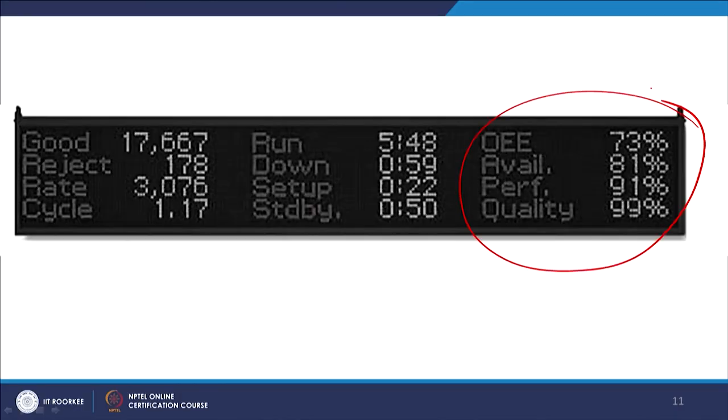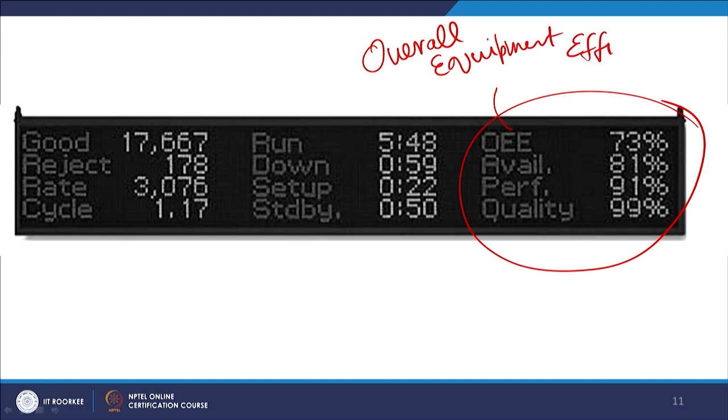Like if you see this particular diagram, this is one type of visual control system which is installed in a manufacturing organization. In this system, you see the last column, which regularly gives you the idea of overall equipment efficiency, OEE. The overall equipment efficiency of the plant at the moment is 73%. The availability is 81%, the performance rating is 91%, and the quality rating is 99%. So this is a type of visual control, where regularly you are getting this data.